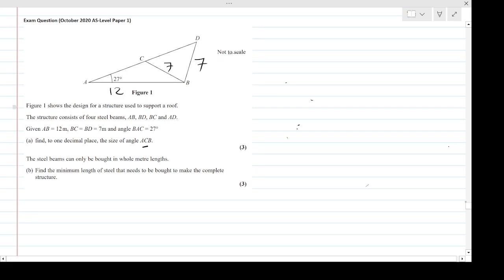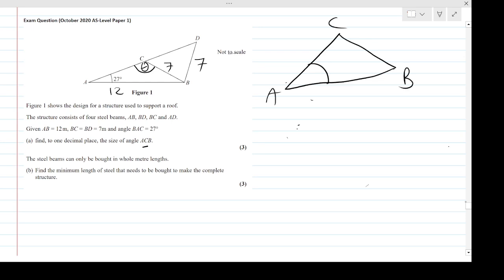It says then to find, to one decimal place, the angle ACB. The C's in the middle here, so it's the angle at C, in triangle ACB. So I'm going to call that theta. That's what I need to solve. If I draw the triangle here to help me, I have ACB. This is 27. I know this length is 12. I know that's theta. I also know this is 7 up here. Well then, this is just a classic sine rule question I can use here.